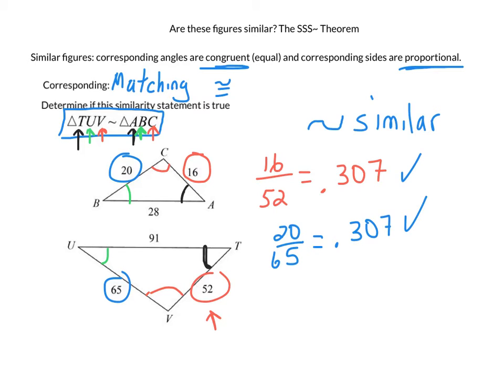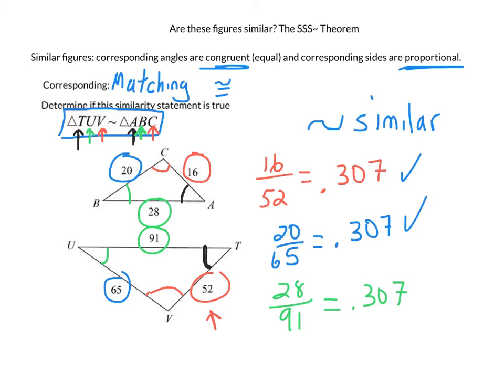If we had a hexagon that we were checking similarity, we would need to check all 6 pairs. Okay, so let's carry that out. Our biggest side on triangle ABC is 28, and our biggest side on triangle TUV is 91. Again, grab your calculator. 28 divided by 91 is also 0.307.